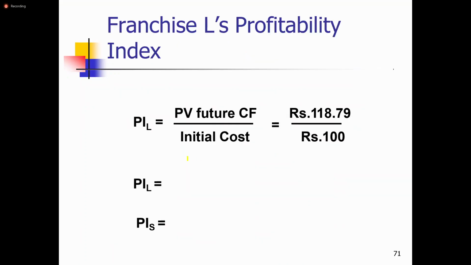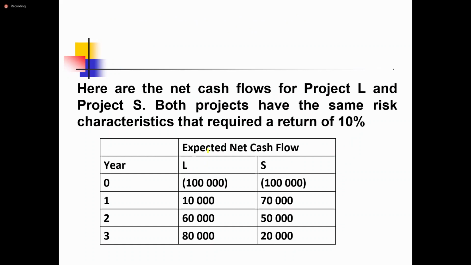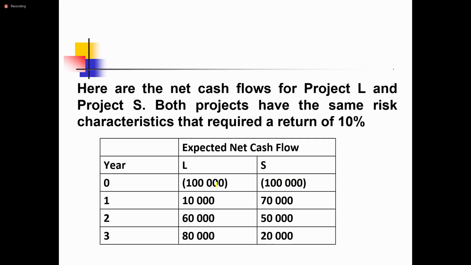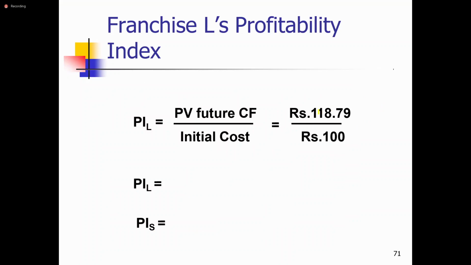Now, if you look at the profitability index for our previous example, it is the present value of the future cash flows divided by the initial cost. So you have to work out the present value of these three cash flows. Earlier we calculated at 10%. So it is 118.79. So divide it by the cost. Then the profitability index is 1.19. Value for 1 rupee invested.